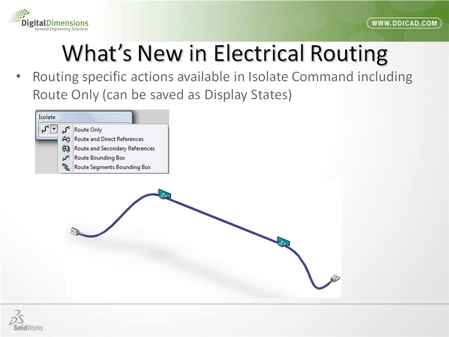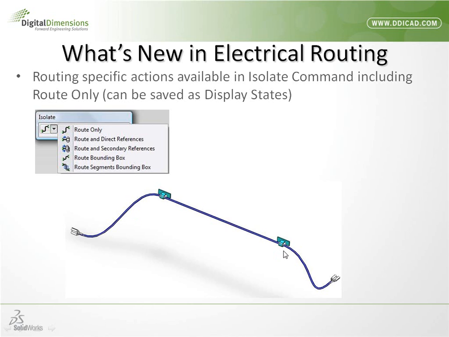So one of the things that's new for 2011 is the isolate command. One of the things that's new for electrical routing, and this is generic, this works on electrical and piping, is the ability to isolate different things. You just isolate it right from the feature tree, and you'll see here you have different options. You have route only, route and direct references, route and secondary references, route bounding box, and then route segments bounding box. So I'll show you some of these.